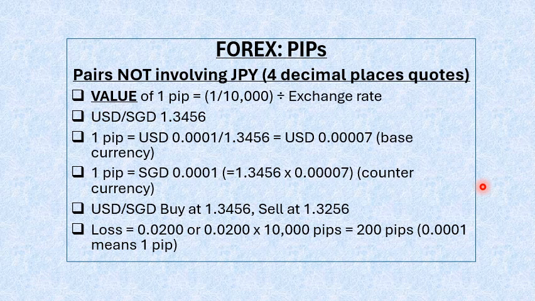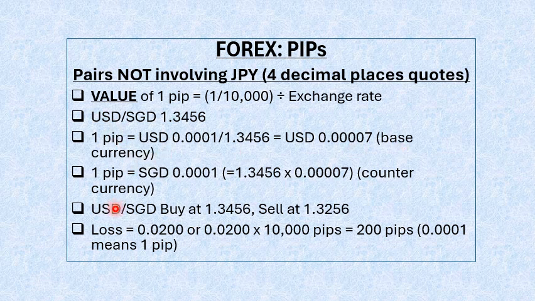Let's start with pairs that do not involve the JPY. For currency pairs not involving the JPY, such as the USD SGD, the value of a pip is 1 upon 10,000 divided by the exchange rate. This is because such pairs are quoted up to 4 decimals. Therefore, if USD SGD is 1.3456, the value of 1 pip is US dollars 0.0001 divided by 1.3456, which is equal to US dollars 0.00007. Note that this formula gives the value of the pip in terms of the base currency.